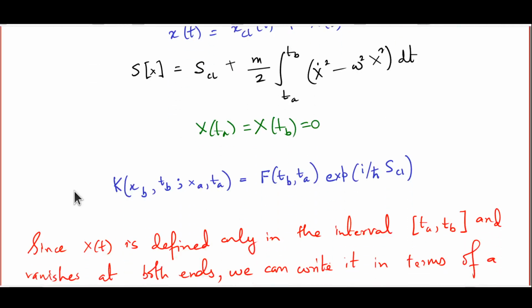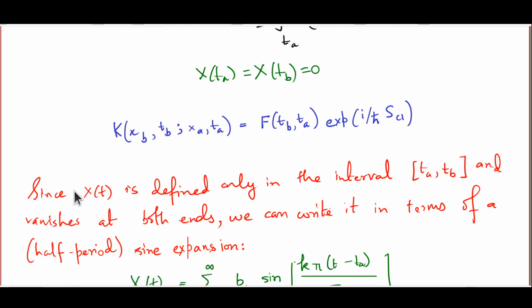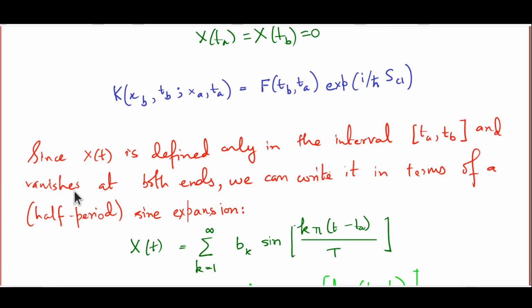Note that all our x of t's are defined only in the interval between ta and tb, and vanish at both ends, which means that we can use our elementary mathematical physics result that any such function can be written down in a half-period expansion using sine waves. So capital X of t can be written down as a sum over an infinite number of Fourier modes of bk sine k pi t minus ta over capital T. Capital T, of course, is tb minus ta.